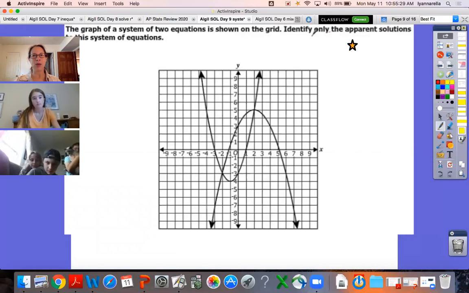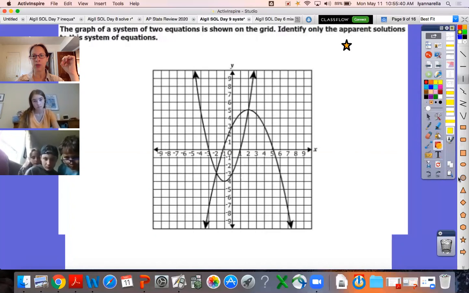So what do we see here? How many? Identify only the apparent solution. So this would be one of those where you actually take your marking tool and you put a dot on the spot. So if I pretended I had a marking tool, I would put a dot here and a dot here. So sometimes the questions on the SOL make you actually put a point on a graph, and there's a little point maker, and you would put one here and here because that's where the 2 graphs cross.